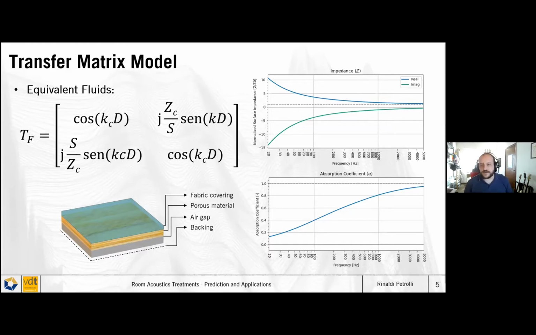If it is air, then it's just the air impedance. And if it is a specific type of porous material, then you have to use an equivalent fluid model, namely Delany-Bazley, Miki, Allard and Champoux, and all of those classic ones.